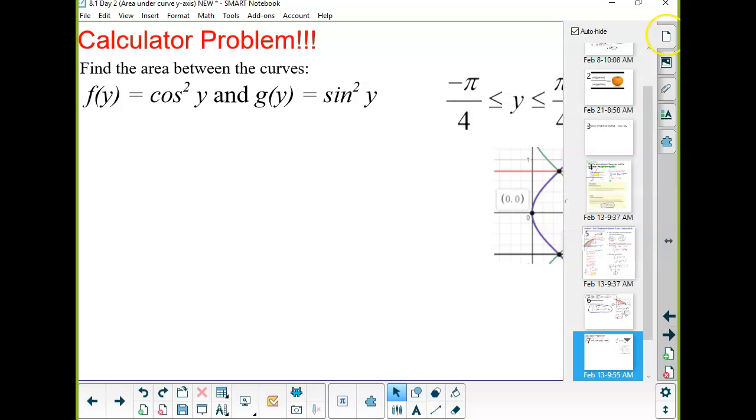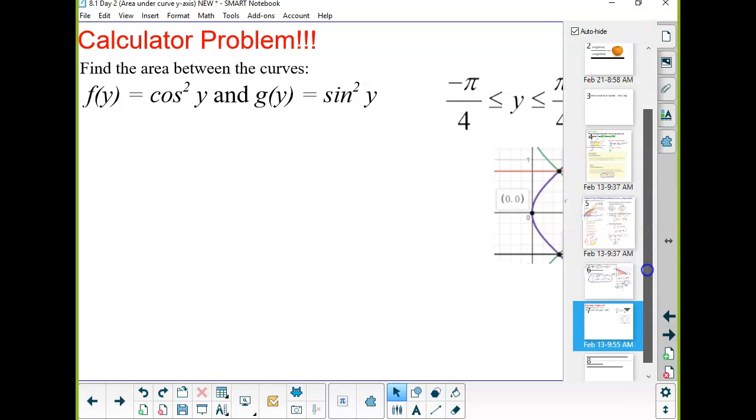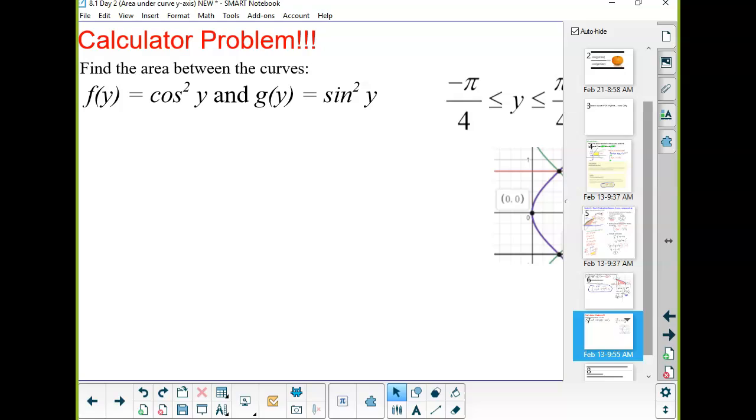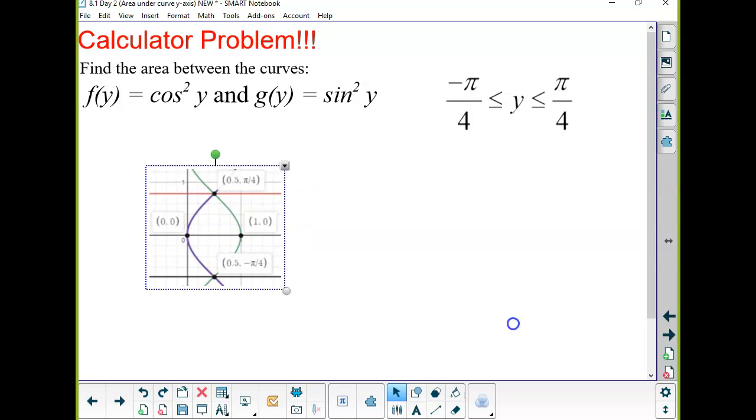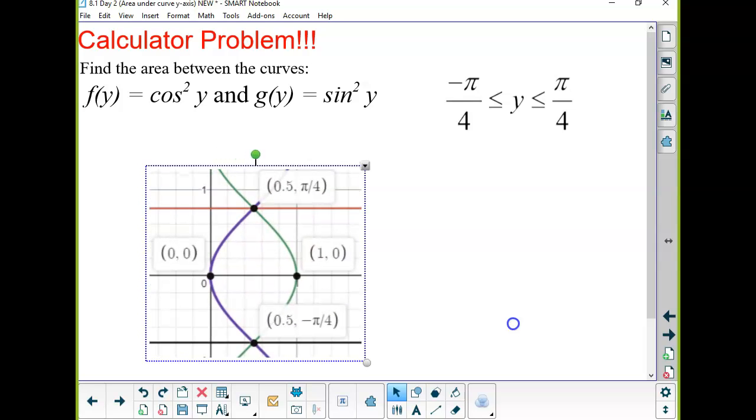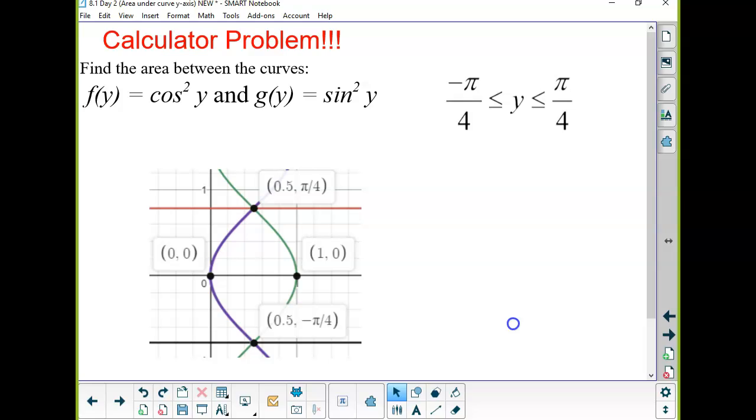Okay. This is our last one, but it'll work. I do want you to write this one down. And let's do this. I want you to just draw a sketch. Notice it says calculator problem. So if we tell you it's a calculator problem, I really just need to see the integral that you set up and your answer. And that's it.